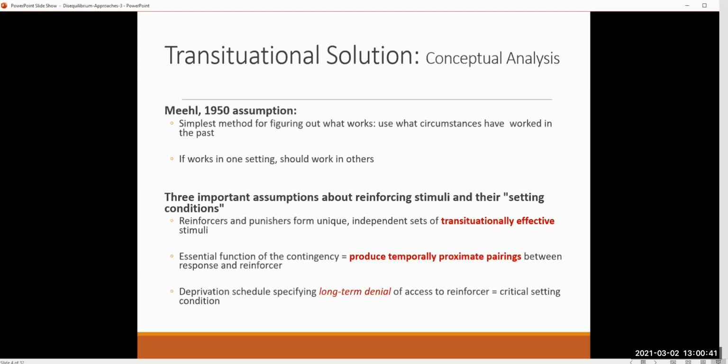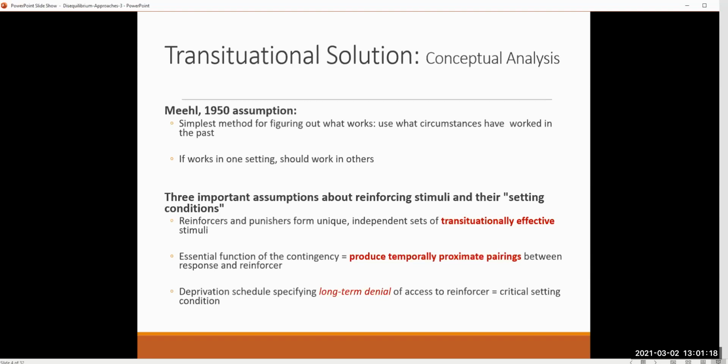And there are three important assumptions about reinforcing stimuli and their setting conditions according to this transsituational approach. First is that reinforcers and punishers form unique, independent sets of transsituationally effective stimuli. So these reinforcers, and therefore punishers, are effective across situations, and they assume for the lifetime of the organism. The essential function of the contingency is simply to produce time pairings, or temporally proximate pairings, between the response and the reinforcer. And a deprivation schedule is required.